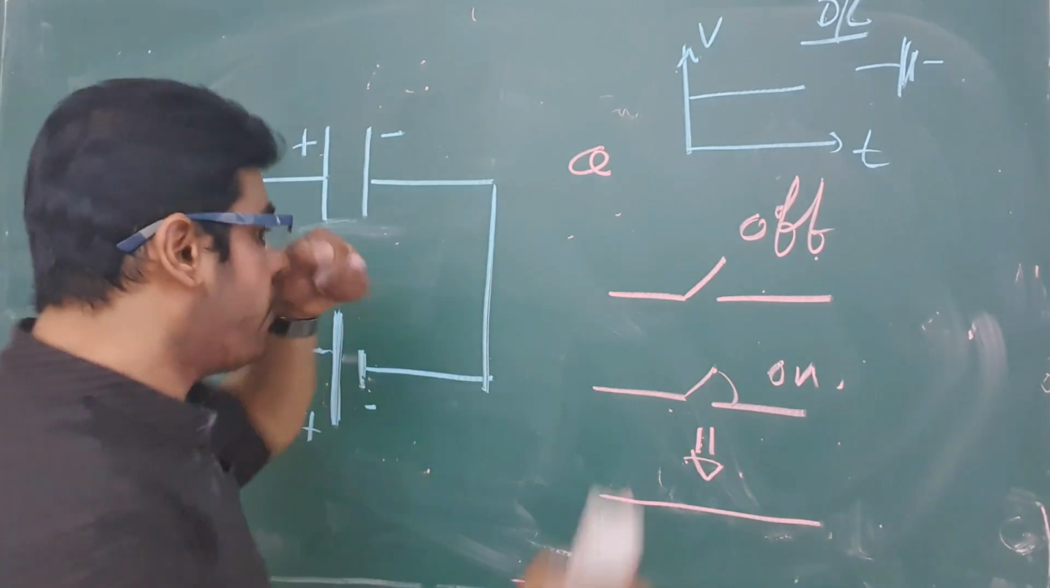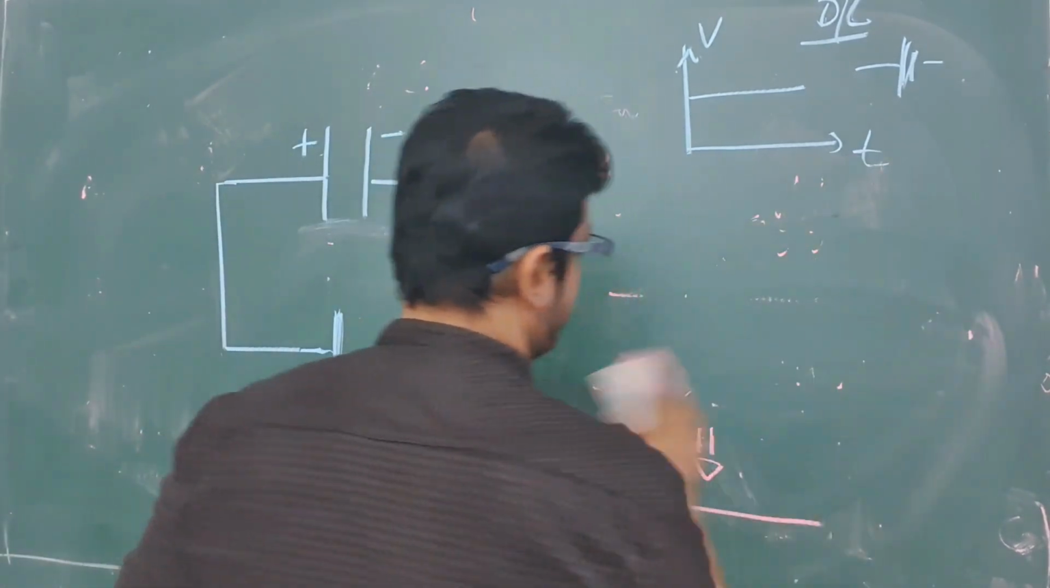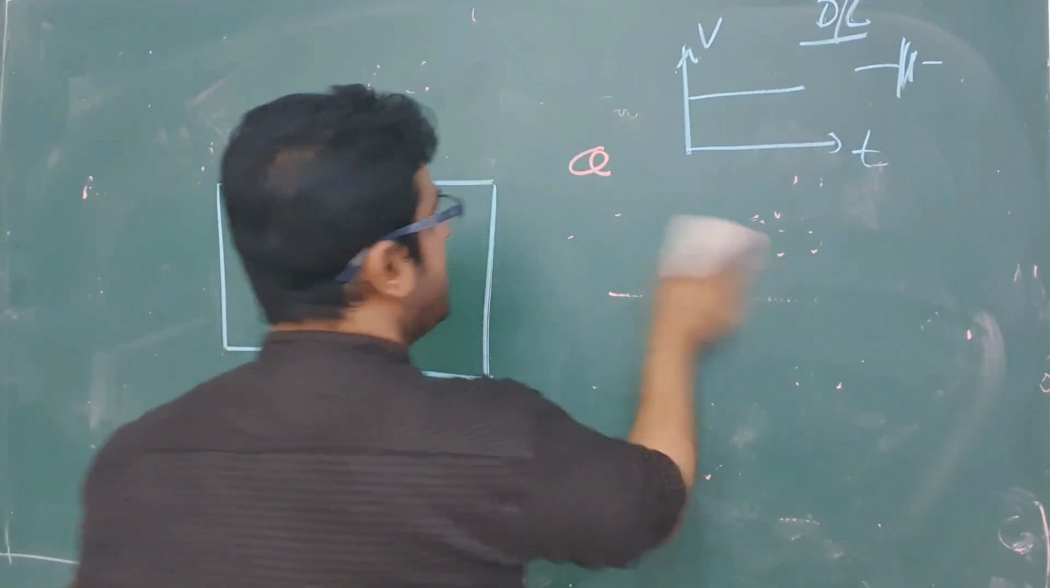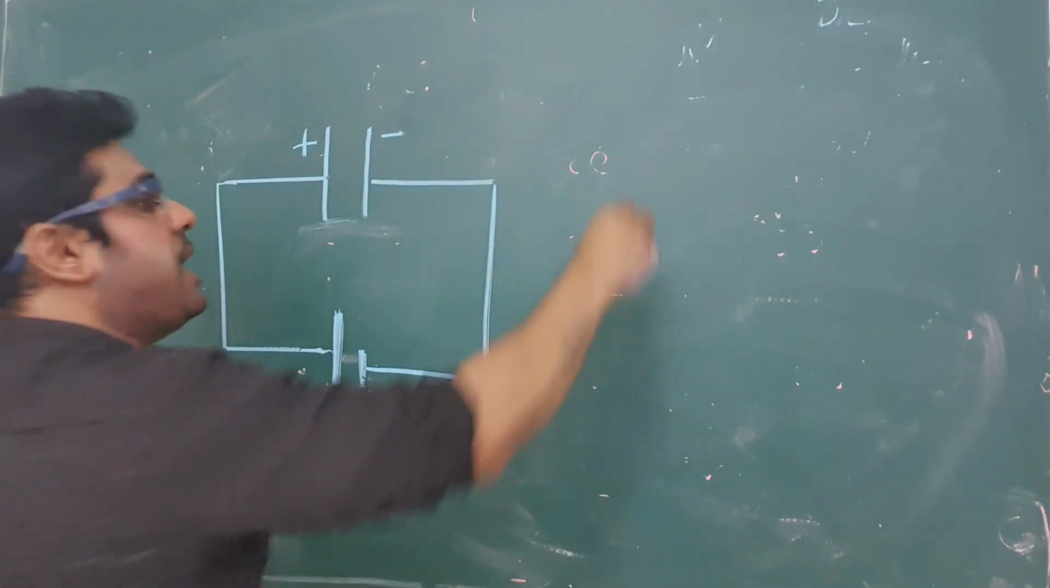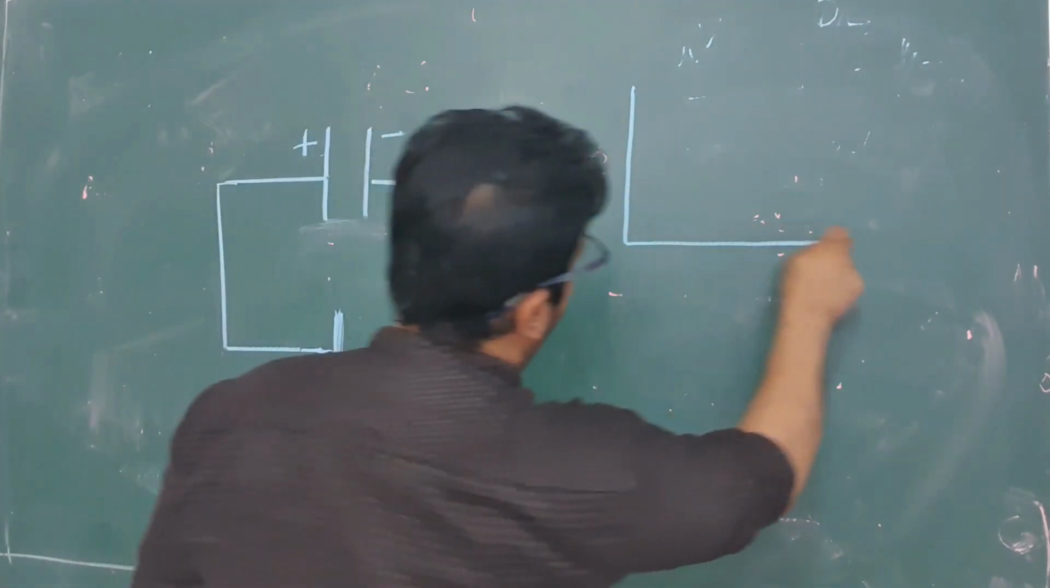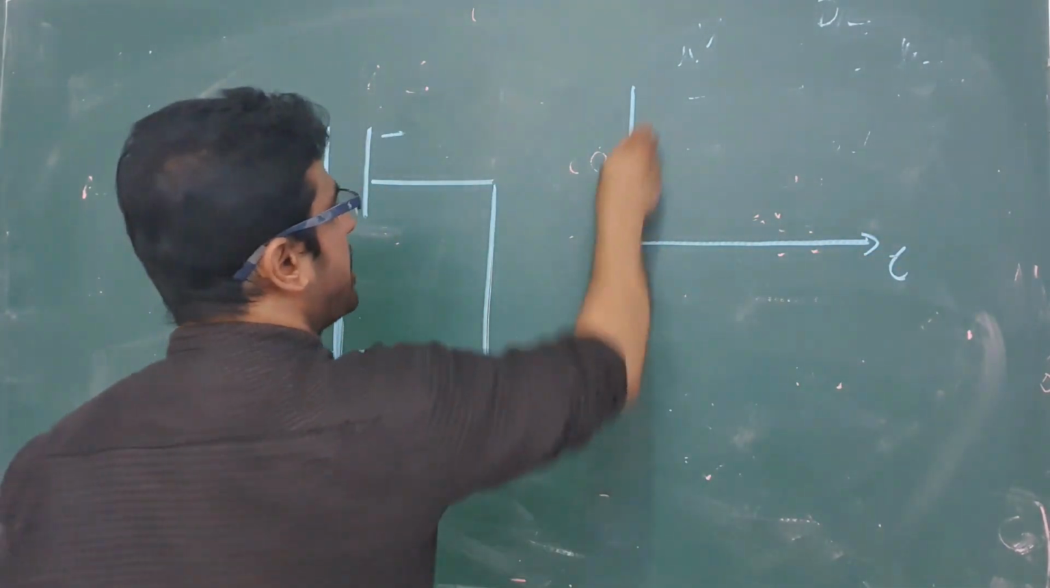Now, if I draw the variation of charge, how does the charge store in the capacitor? At the very beginning, it has no charge. So you have to start from 0. Now here I start from 0.